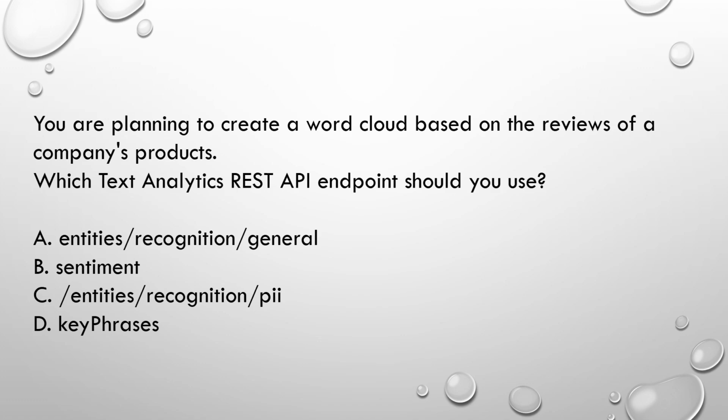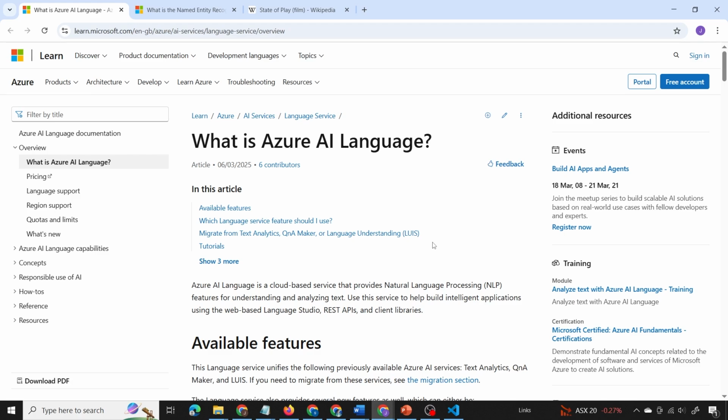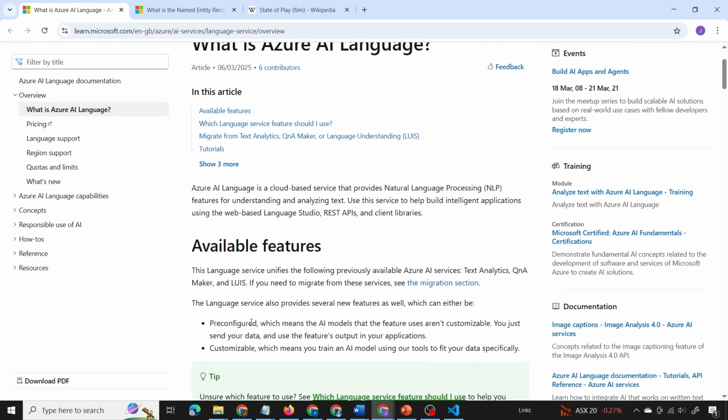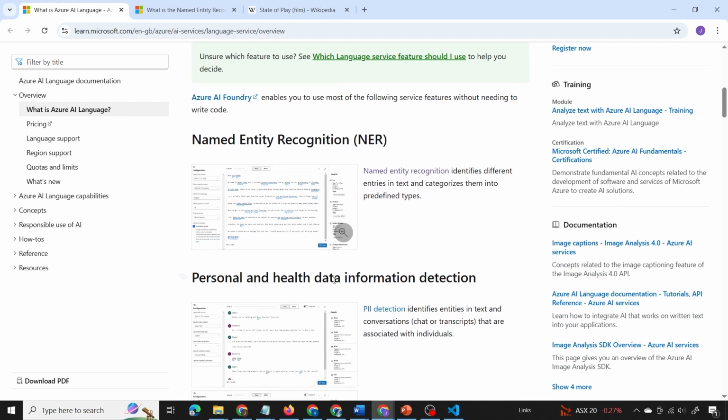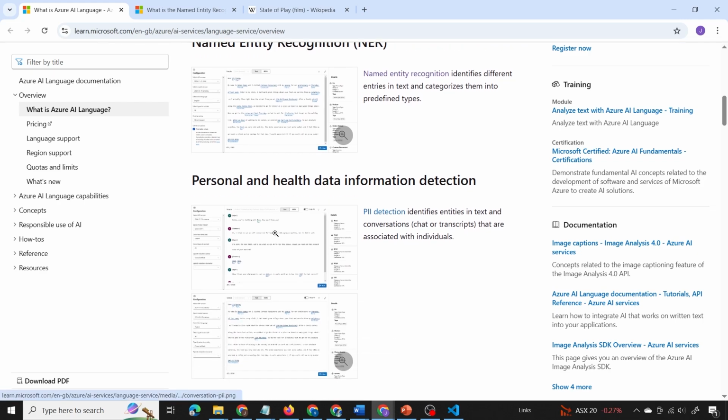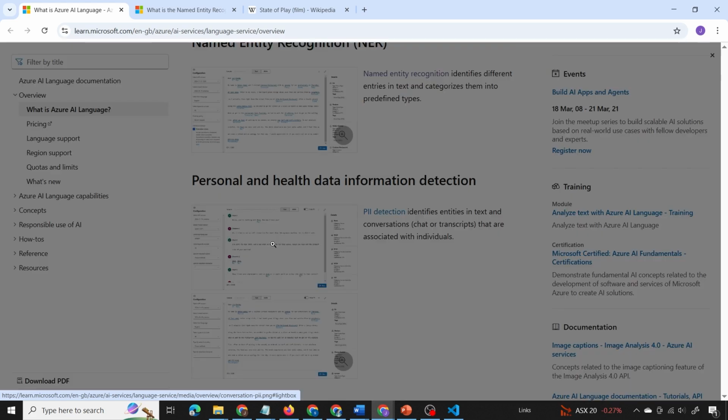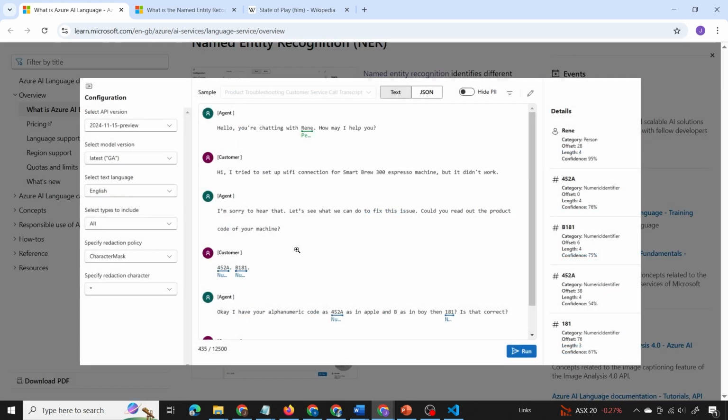Now let us get into the documentation. What is Azure AI Language service? It is a natural language processing service used to analyze text. It offers various features, so let us have a look at our options. One of our options is PII, personally identifiable information detection. If you provide a text, the model will be able to identify personal information from the given text. For example, it can identify the name, phone number, address, all those details. That is what PII detection is.